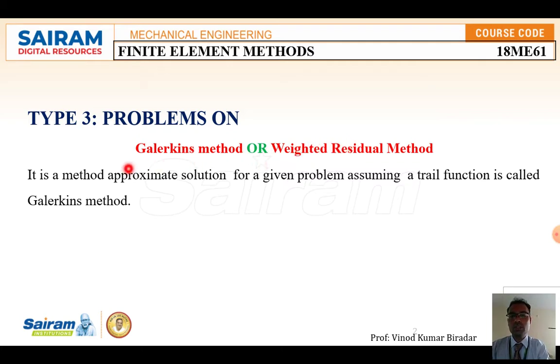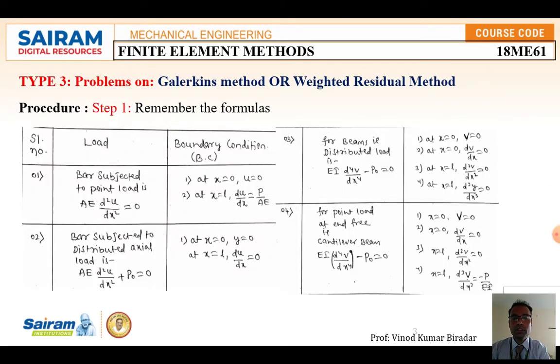It is an approximate solution for a given problem, assuming a trial function. This is most important here. Depending upon the given problem, you have to remember the different types of boundary conditions to apply to get the deflection. So a method of approximate solution for a given problem assuming a trial function is called the Galerkin method. This is the procedure for solving by the Galerkin method. This is most important.